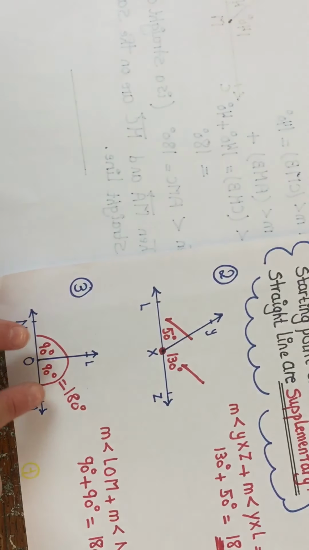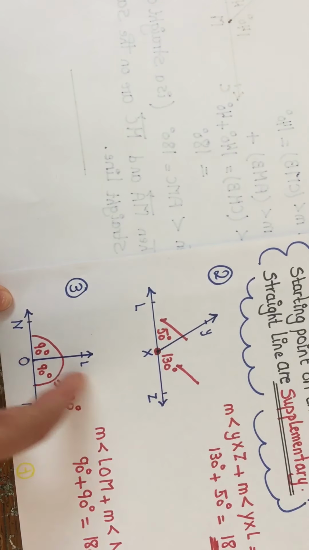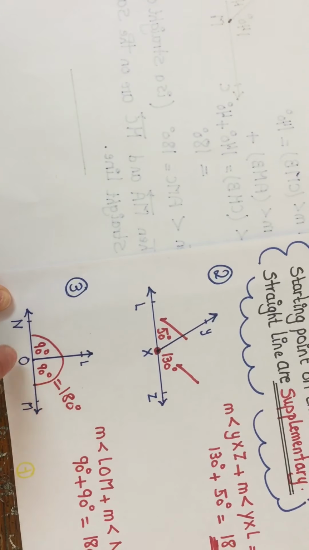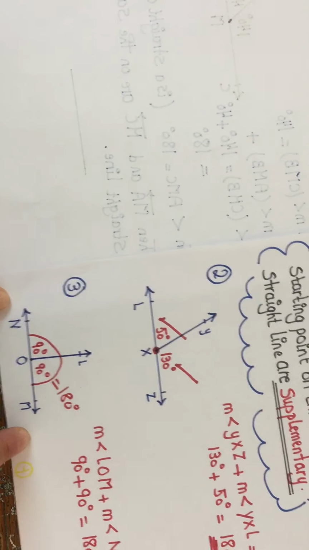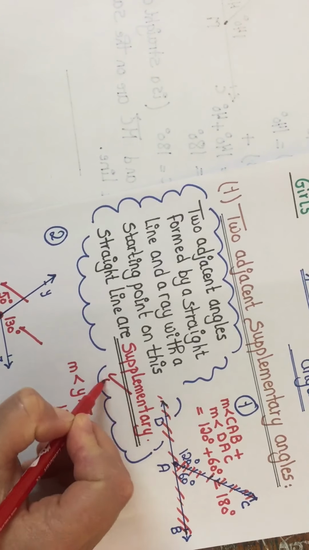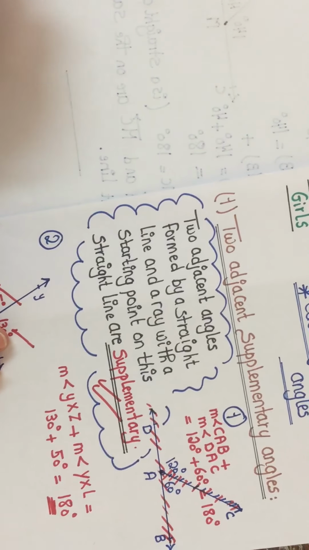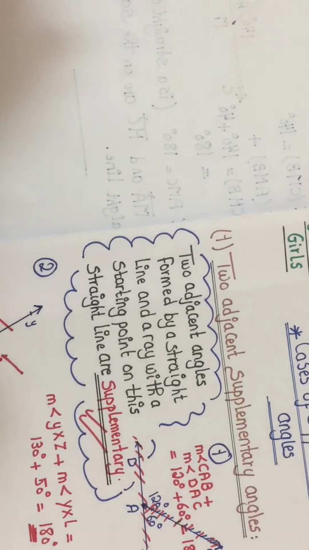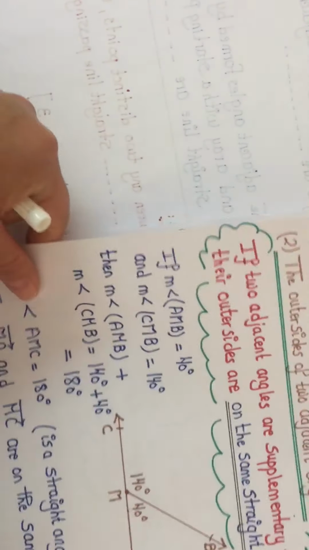Whenever we have two adjacent angles formed by a straight line and a ray, and the starting point of this ray is on the straight line, this means they are supplementary. So this case is very important. You have to know how to complete it. Okay, let's take the second case.